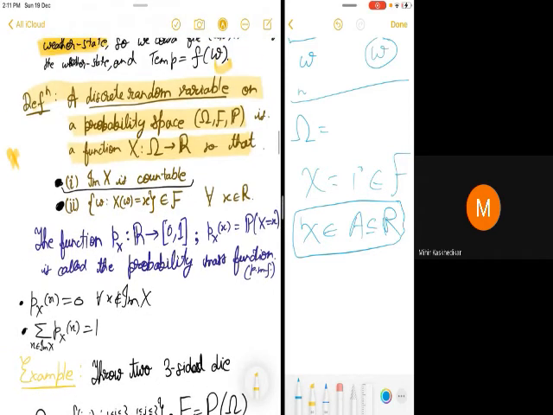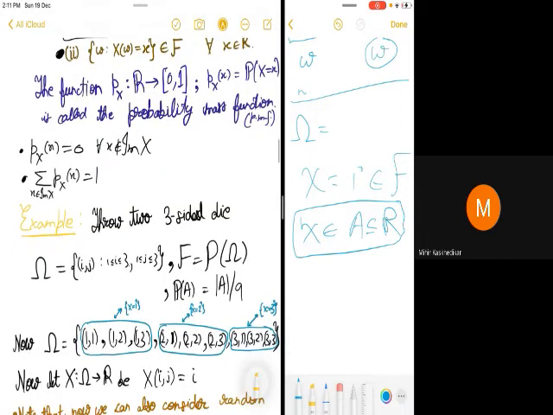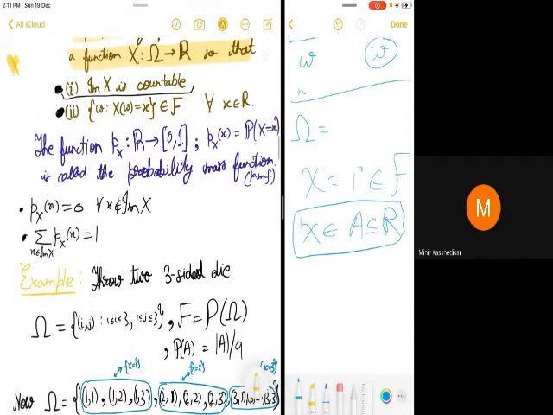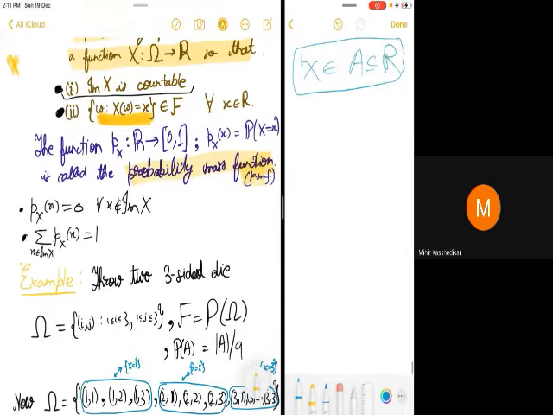So is the definition clear? Yes. Now the function, since these are already events, we know that they will have probabilities. So we can define the probability mass function of a random variable to be simply the probability of the event that our random variable X takes the value small x.